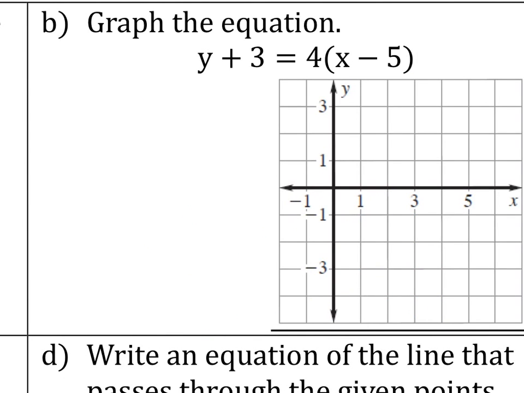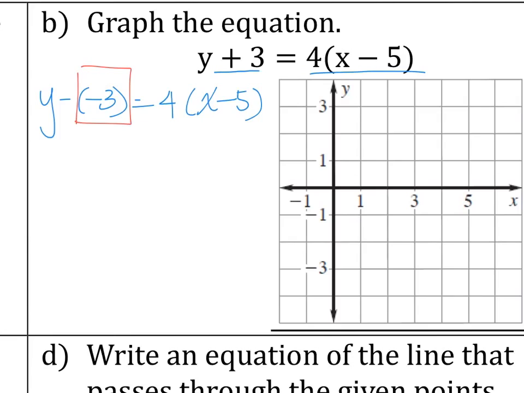Graph the equation. Okay, now before we graph the equation, we first need to look at this equation of the line here. We need to interpret it like this. y minus -3 equals 4 times x minus 5. Rewrite it in point-slope form. Now, your point here will be 5, -3. Your slope here will be positive 4.